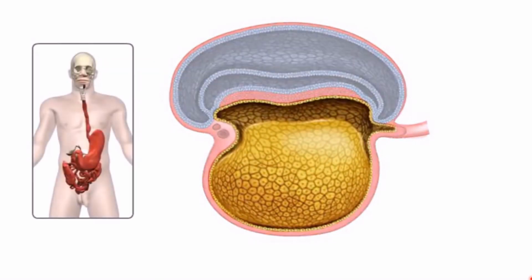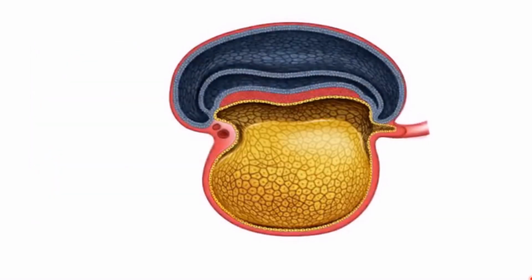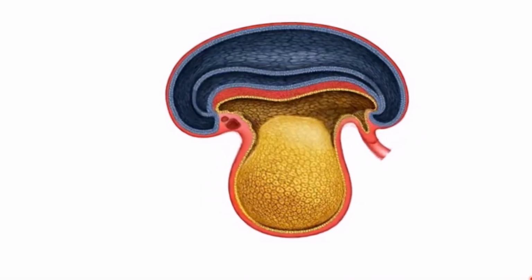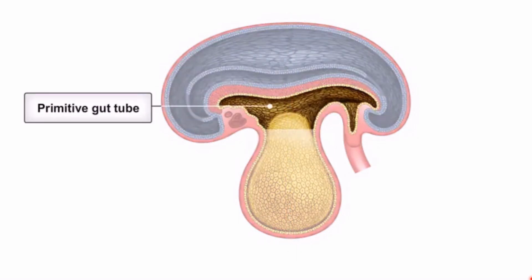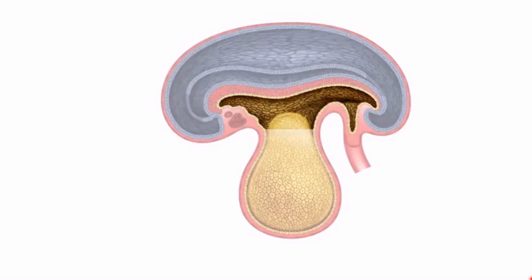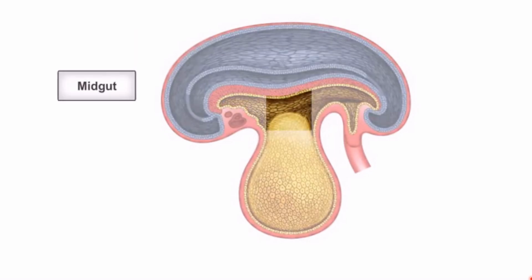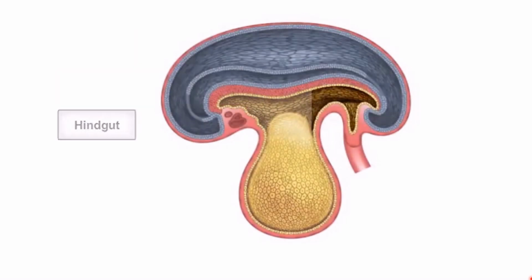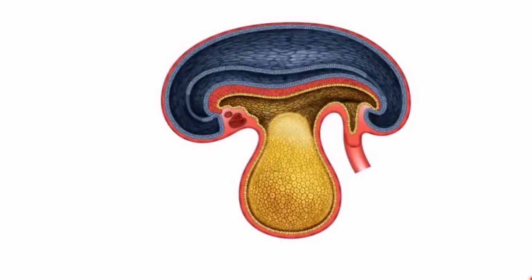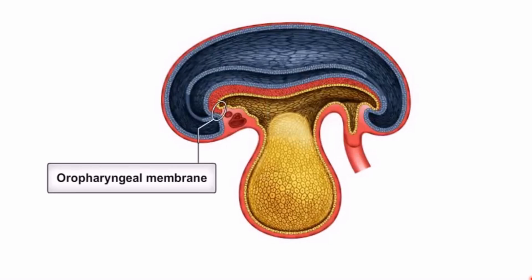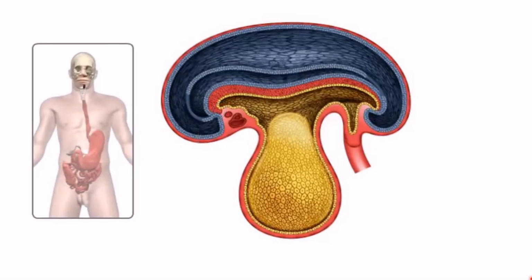The endoderm of the trilaminar disc is mainly responsible for the formation of the gastrointestinal tract. As embryonic folding continues, the endoderm moves towards the midline and fuses, incorporating the dorsal part of the yolk sac to create the primitive gut tube. The primitive gut tube differentiates into 3 main parts: the foregut, midgut, and hindgut. The foregut can be seen at the cranial or head end of the embryo. It is temporarily closed by the oropharyngeal membrane, which at the end of the 4th week of development ruptures to form the mouth.